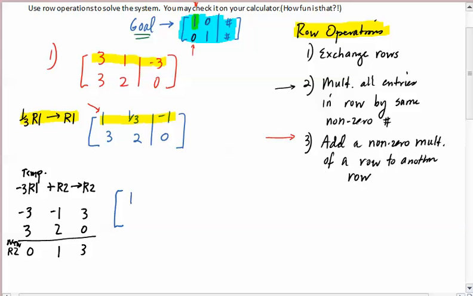Remember, row 1 stays what it was before, right? Okay, so here we go. There's that. Now we have a new row 2, right? There's the new row 2, and it's this, 0, 1, and 3.